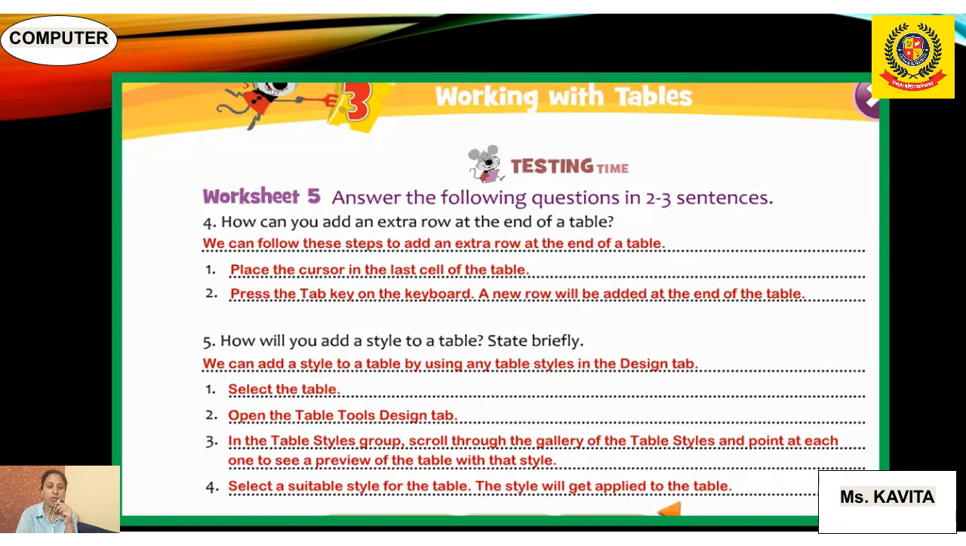Next, how can you add an extra row? Again I am repeating, extra row at the end of the table. Place the cursor in the last cell of the table. Second step, press the tab key on the keyboard. A new row will be added at the end of the table.